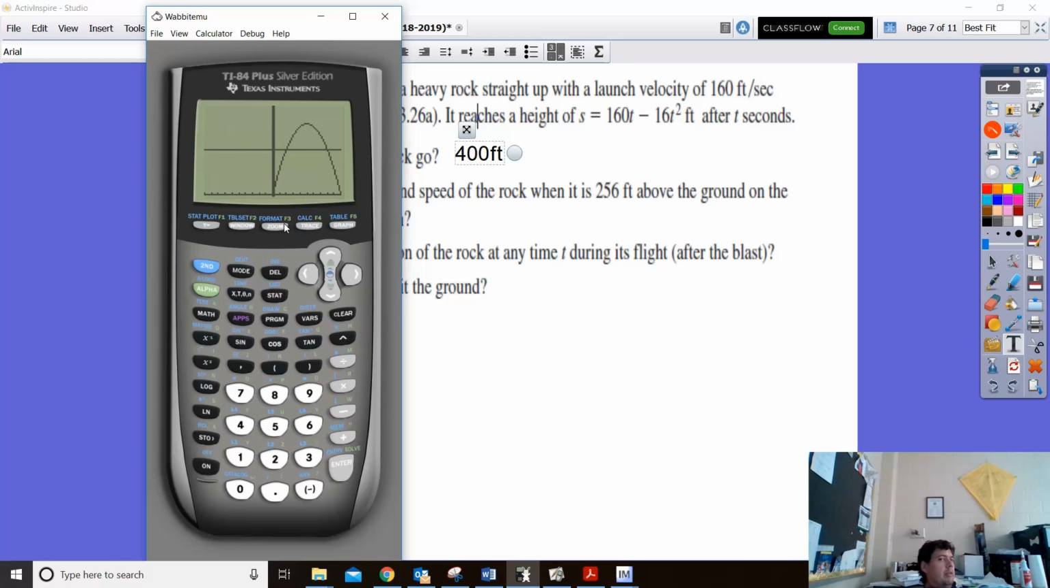I'm pretty sure that the velocities are going to be the same. One of them is going to be positive, one of them is going to be negative because of symmetry. But I'm going to find the times by hitting second trace 5 for intersect. And the intersect feature works: get close, enter, enter, enter. So there's a time at 2 seconds. The other one's probably 6 or 8, probably 8.